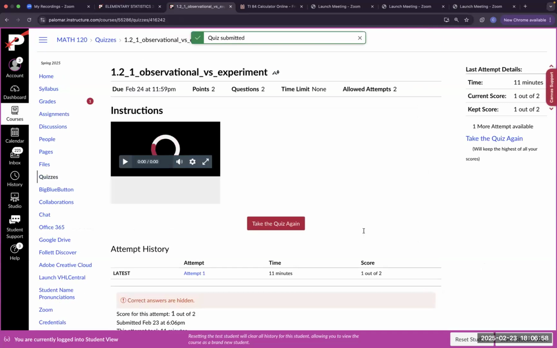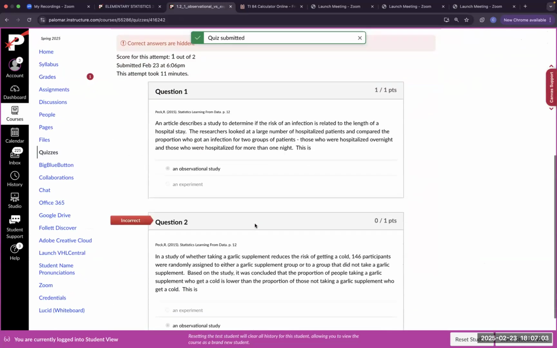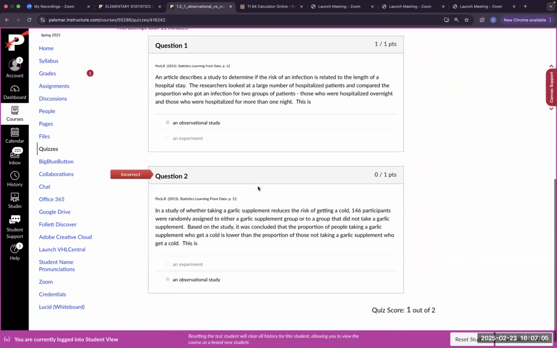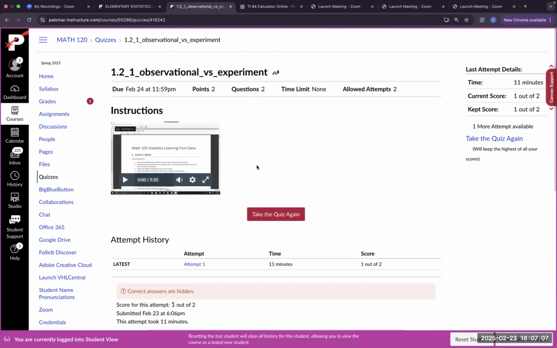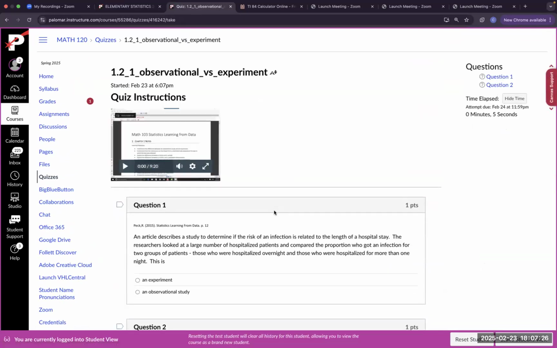And it tells me that my score is 1 out of 2. So I got the first one correct, and I got the second one incorrect. But not to worry, it says I have 2 attempts, and my current score is 1 out of 2 scores kept. So I can take the quiz again. It says 1 more attempt available. So I'm going to take the quiz again. And if you take a quiz more than once, pay attention to the items, especially when it's multiple choice like this one. Sometimes Canvas will shuffle the position of the items, so be sure to read them carefully.